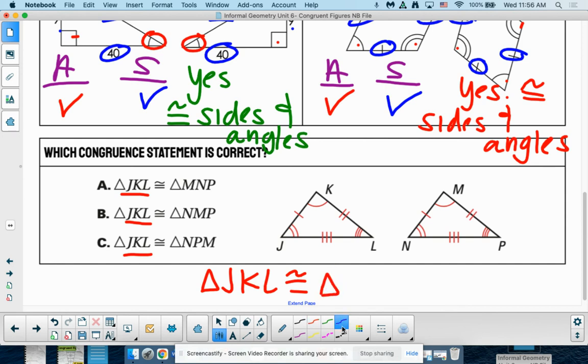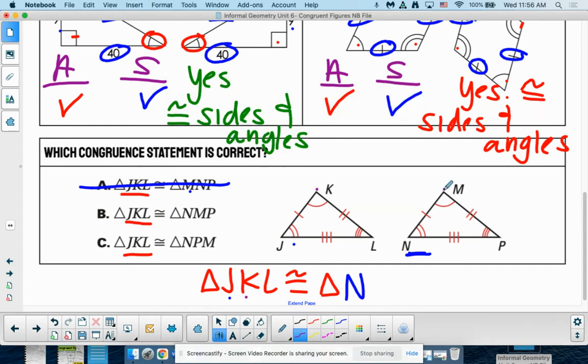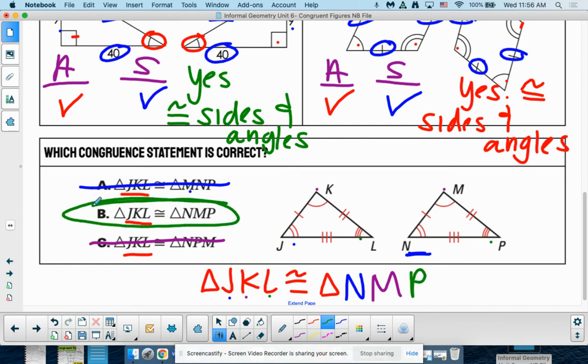So if I look here, J has 2 tick marks. Over here, which one has 2 tick marks? N. So I know N has to come first. So if I look over here, that already eliminates A because it has M first. So we got rid of that one. All right, now let's do the next one. K has 1 arc mark. What has 1 arc mark over here? M does. So now we already can eliminate C because it says P should come next. So that doesn't work. And just to make sure, we'll just double check. L has 3 arc marks, and so does P. So this indeed is the correct answer.